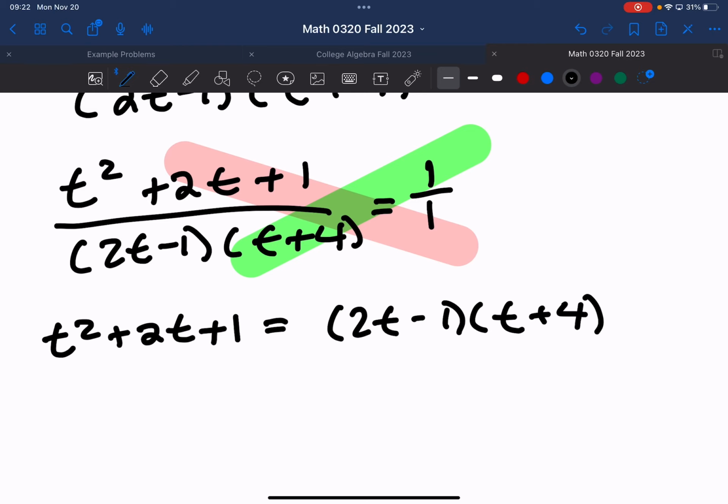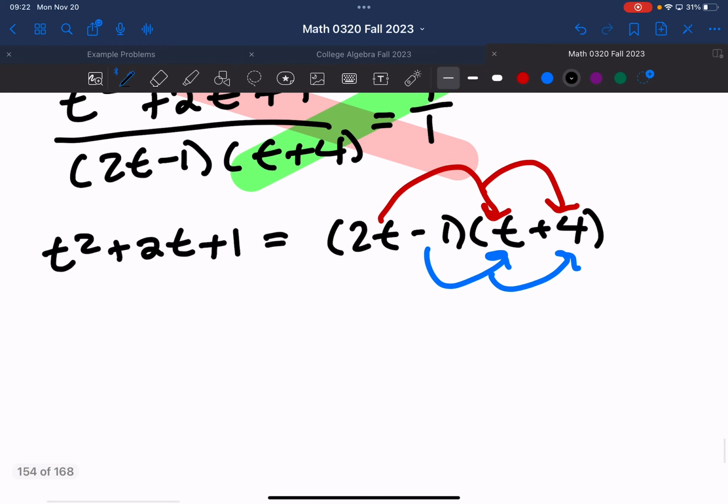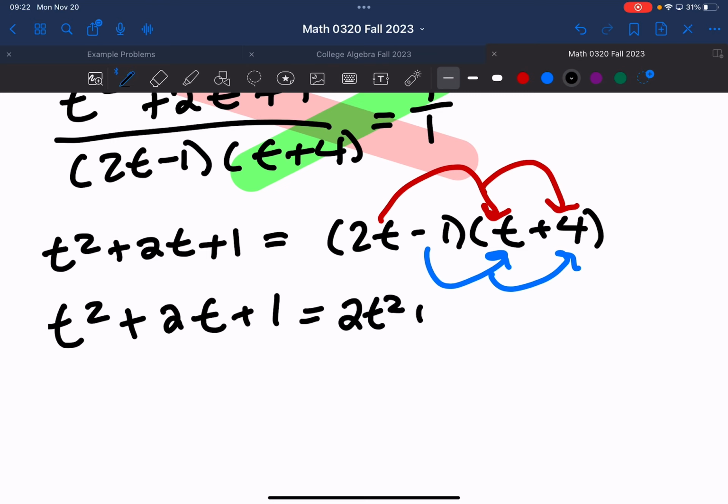So I need to have this equal to 0. And in order to do this, I'm going to have to do what to the right side first? Foil it. Good. So I want it to look like that left side before I subtract it all over. So I have t squared plus 2t plus 1 is equal to, once I FOIL this, 2t squared plus 8t minus t minus 4.